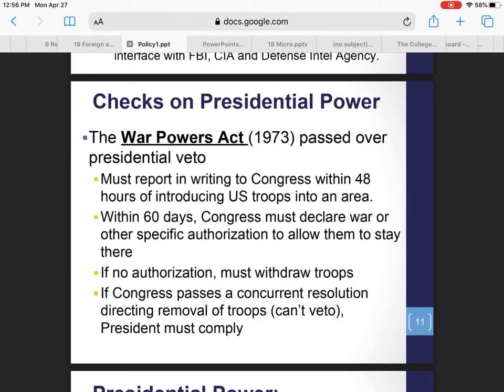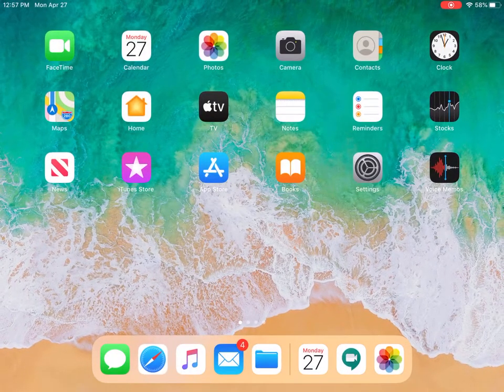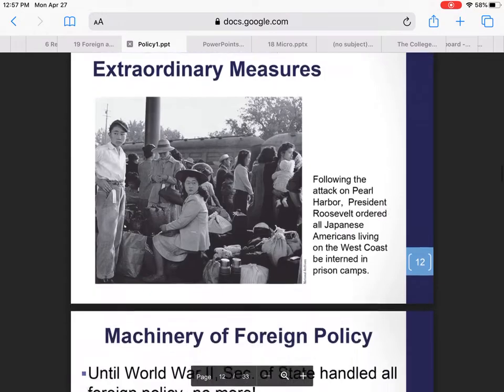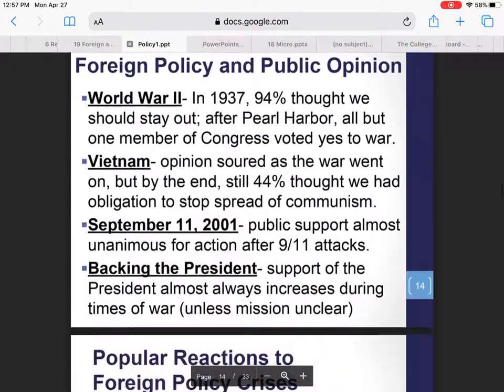We're not going to allow you to veto the concurrent resolution that would be there to bring troops home. Now, when Nixon vetoed the War Powers Act, Congress overrode that veto anyway, so it wouldn't have mattered. But this is in place to kind of put some checks on the president. Some other things I want to talk about very briefly.